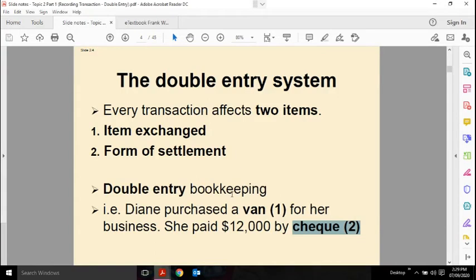So this check is the form of settlement, also known as the mode of payment. When you want to record, since it's check, it will affect the bank. You also have to know whether the transaction is cash inflow or cash outflow. When you pay, it is an outflow, right? So your bank account will become lesser, it will be reduced. This is similar to what we learned last week.